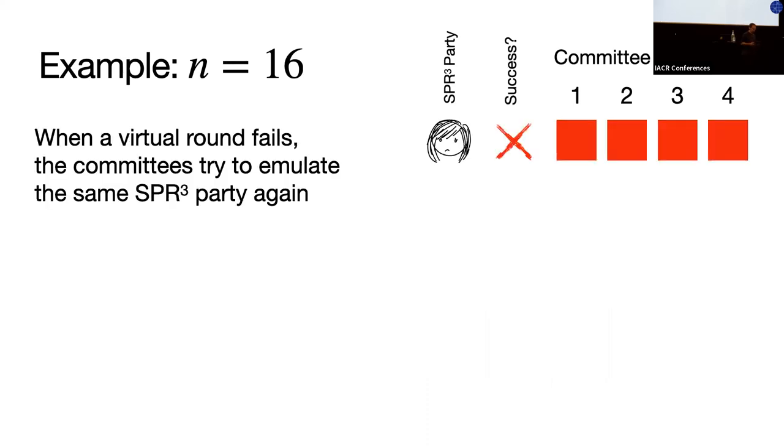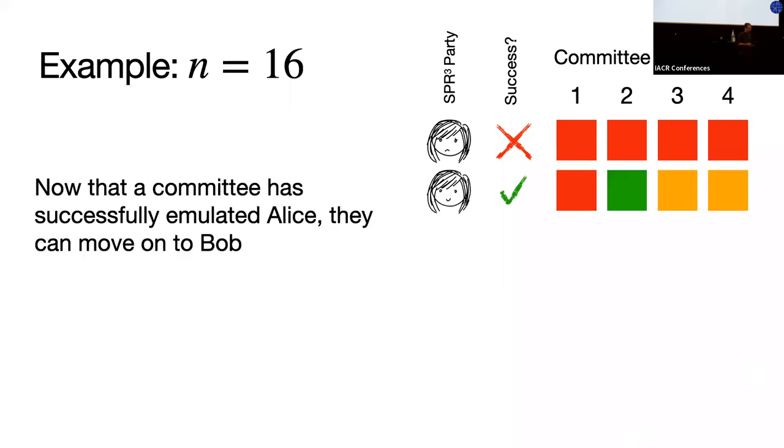The first thing to observe is actually that not every virtual round corresponds exactly to a round in the SPR3 protocol. This is because it's possible that every committee aborts, and therefore nobody successfully emulates Alice. And in this case, they actually have to try to emulate Alice again in the second round. But once somebody succeeds in emulating Alice, they can move on to the second party.